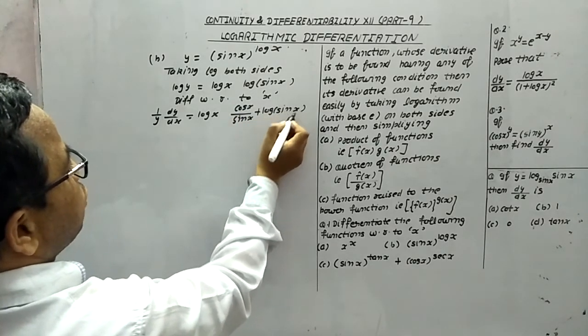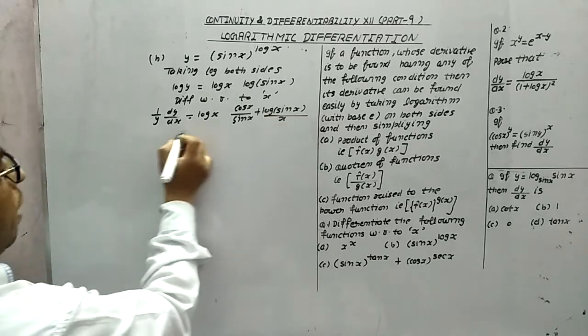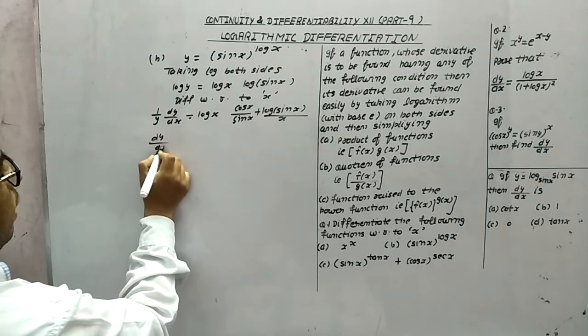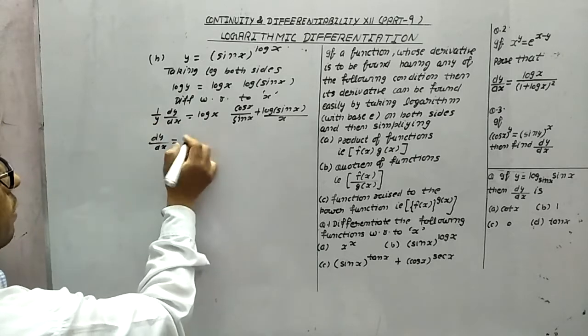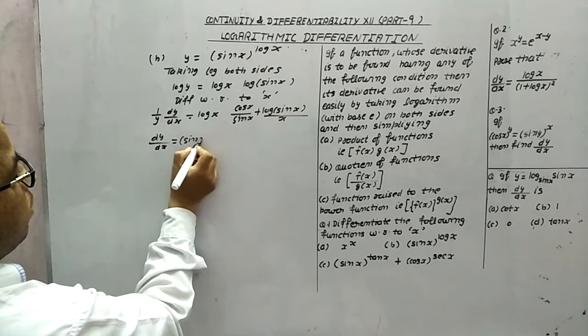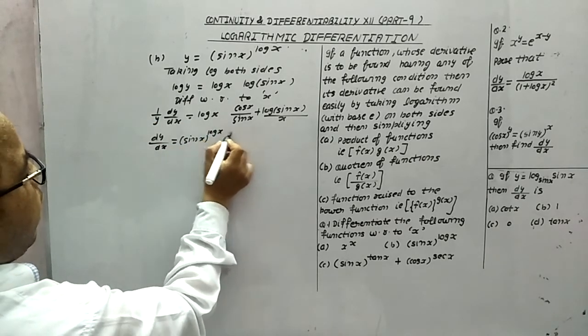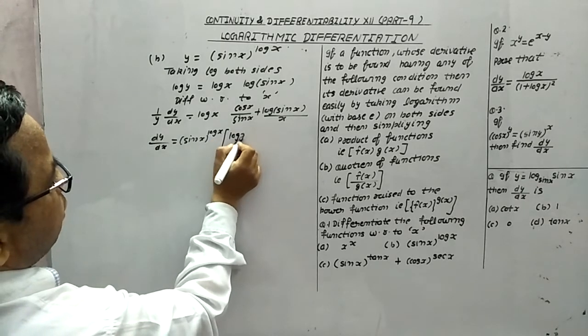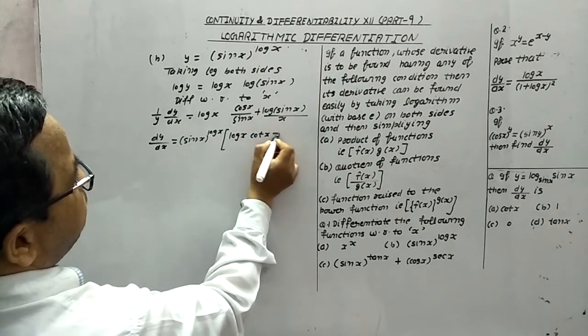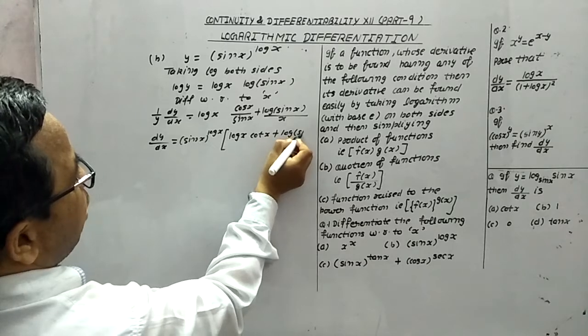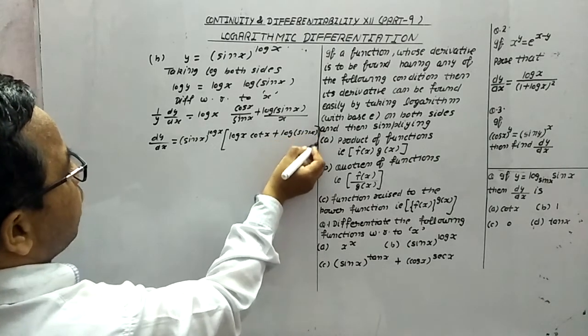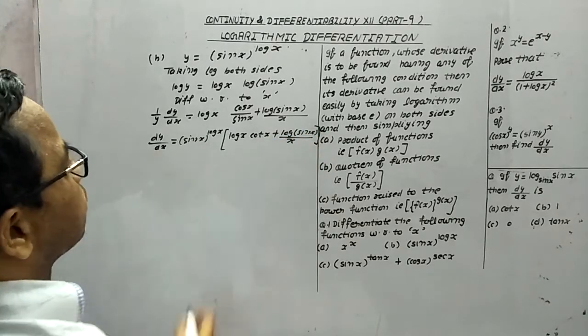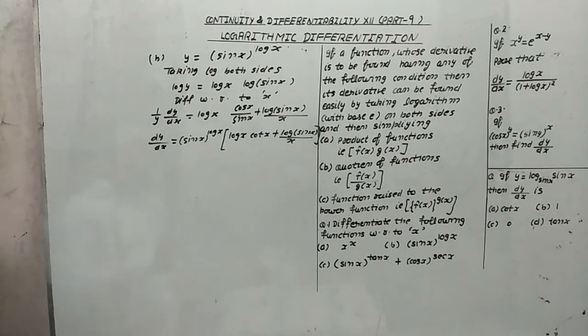What is the differentiation of sine x? Cos x, plus log sine x as it is. And what is the differentiation of log x? Differentiation of log x is 1 upon x. It means dy by dx is equal to y. Y will go to that side. It means sine x raised to power log x, times log x cot x plus log sine x upon x, and this is the answer for this part. So in this way we have to solve the questions.